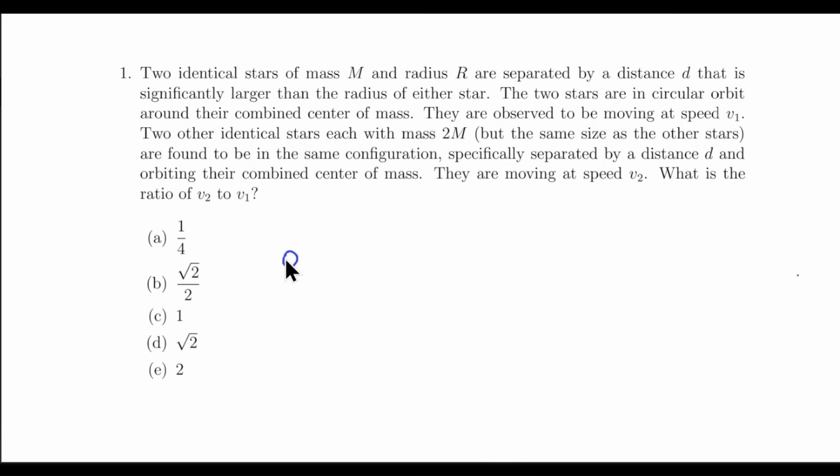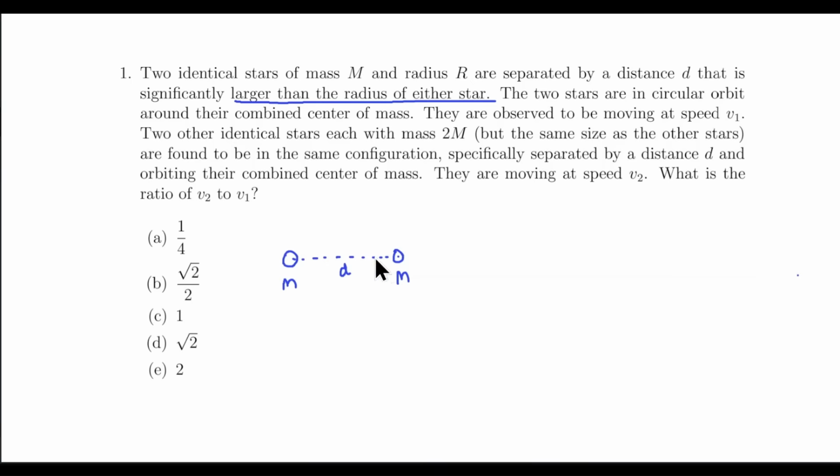So the situation is something like this. This is the mass m, this is the mass m, and they are separated by a distance of d that is significantly larger than the radius. So we can disregard the radius, right? The distance between them can just be taken as d.